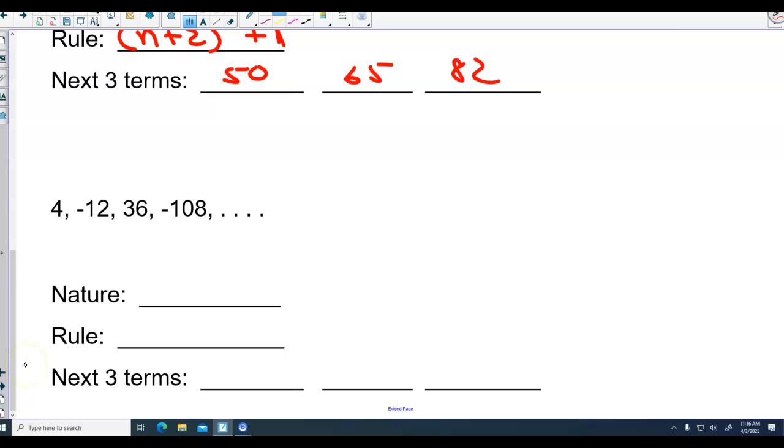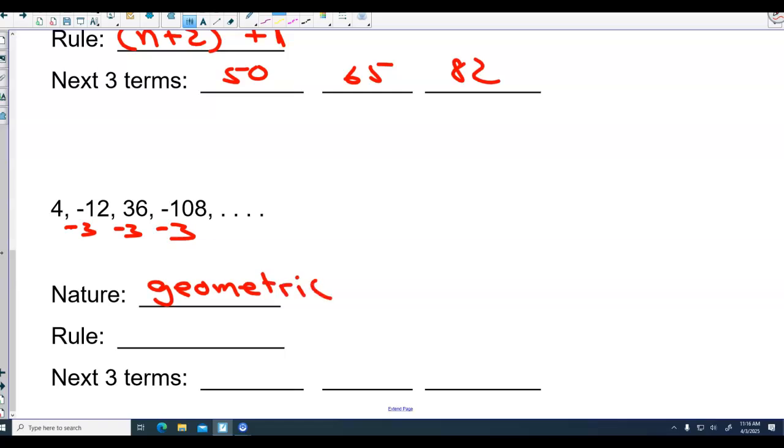The last one goes back to something a little more basic. We're multiplying each of these by -3. You do have to change that. I put 144, it should have been 108. Okay. The nature here, because we're multiplying, geometric.